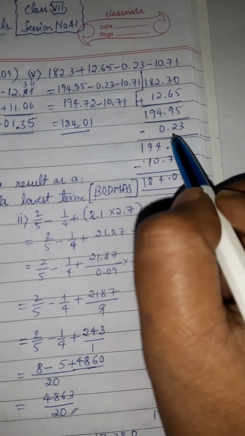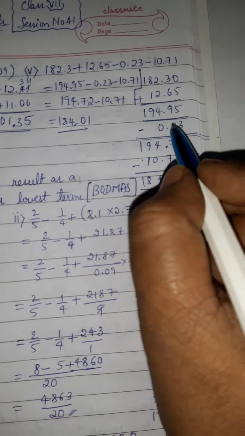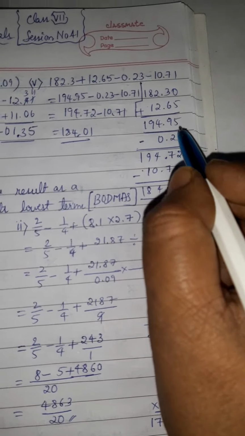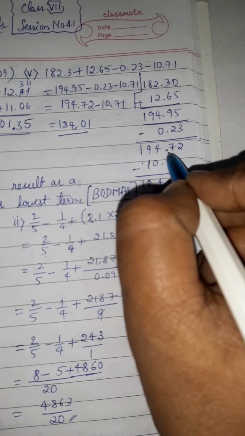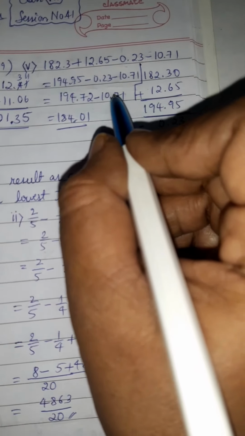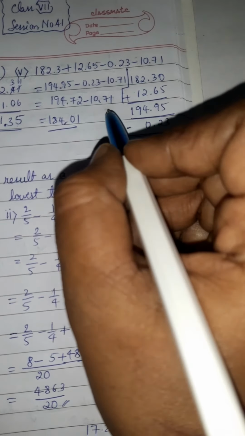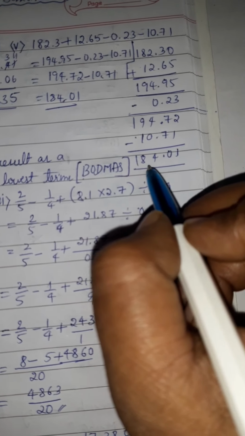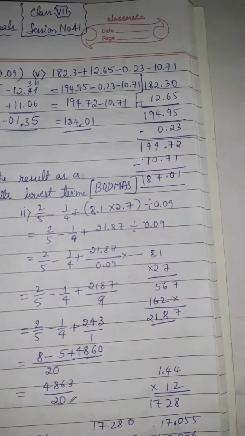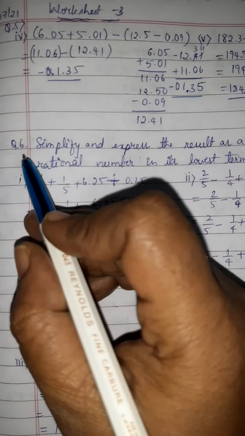0.23, we have to subtract. Before subtracting you have to check whether they are in the form of like decimals. The answer is 194.72 minus 10.71. Again we have to subtract, which is equal to 184.01. Children, next is question number 6.